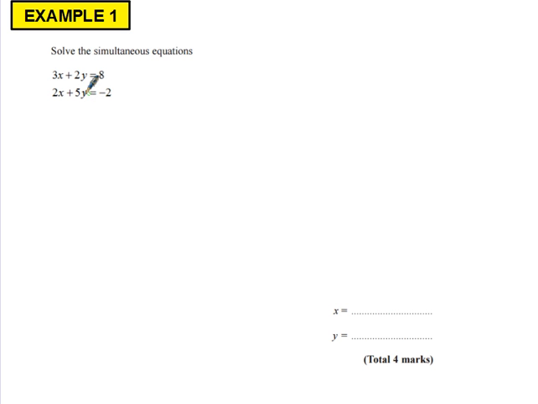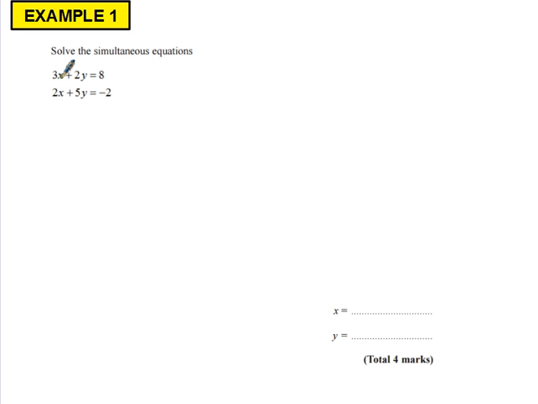What I'm trying to do initially is get the same amount of x's or the same amount of y's. It doesn't matter which you do, but just pick an x or a y. Sometimes it's easier to choose one if you've already got one that's the same, but here we've got 3 x's as the coefficient of x there and 2 x's here, so they're different, and there's 2 y's and 5 y's. So I just need to choose which one I'm going to make. I'm going to say x.